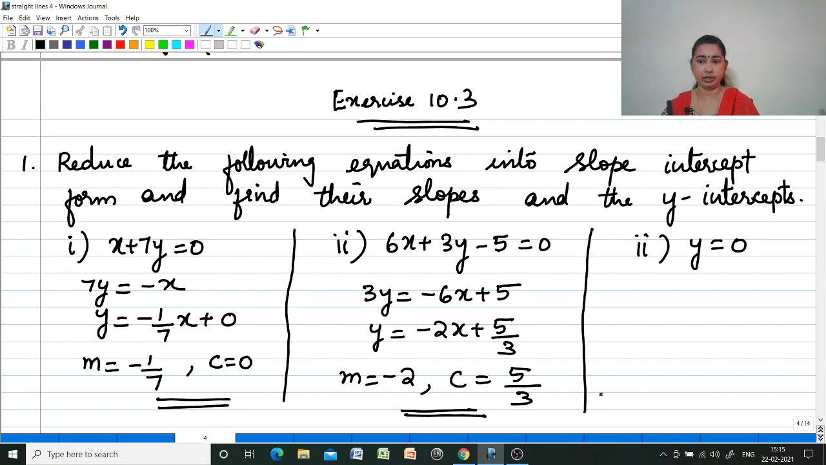In the same way, the third sub question, that is y = 0. So y = 0 means the slope intercept form of the equation is y = mx + c. If you compare this, we can see that m is equal to 0 and c is also equal to 0.